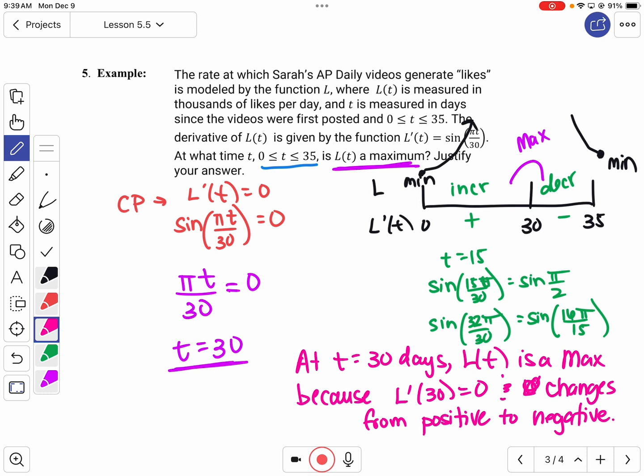All right, last one. What we're doing is just kind of what we've been doing, just a little more application based.